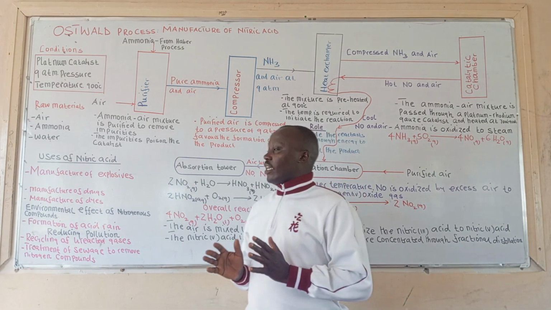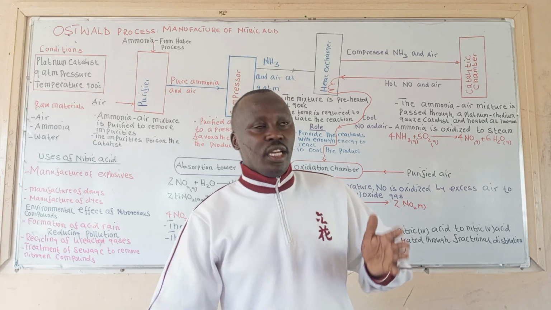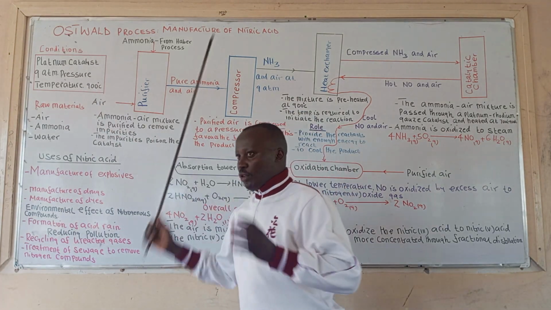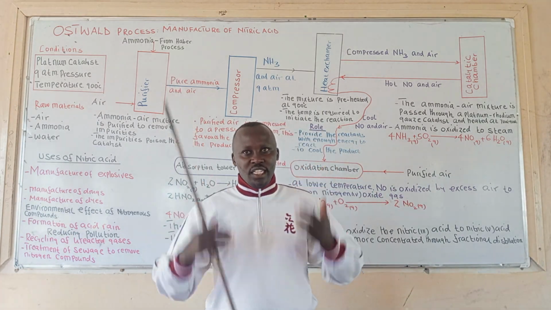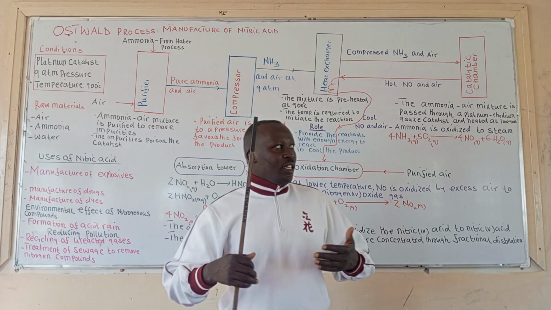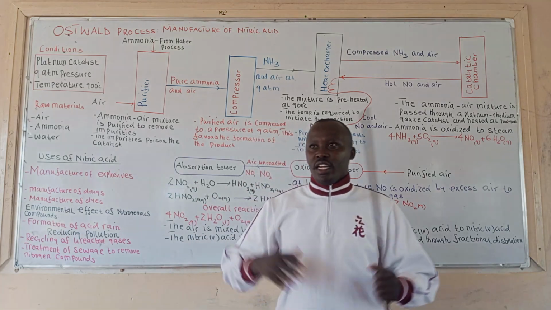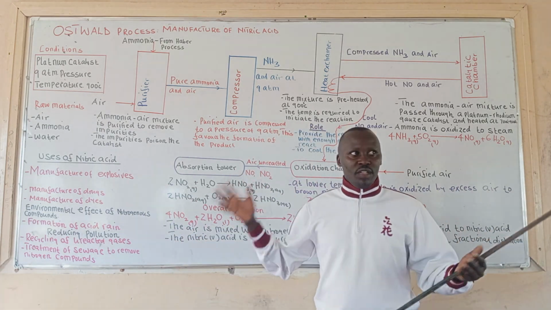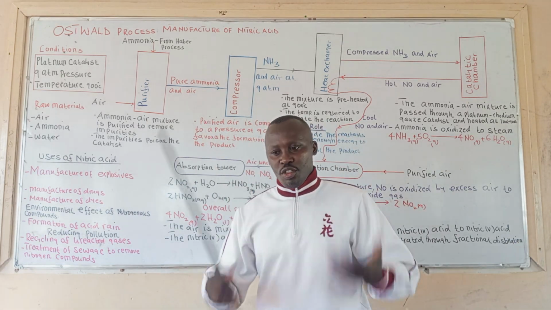Today we are looking at the industrial process called the Ostwald process. The Ostwald process is the large-scale manufacture of nitric acid. So we have the laboratory preparation and then we have the industrial preparation. Industrial preparation normally is represented by the use of the flowchart of what I have here. So in any case, we have an industrial process.